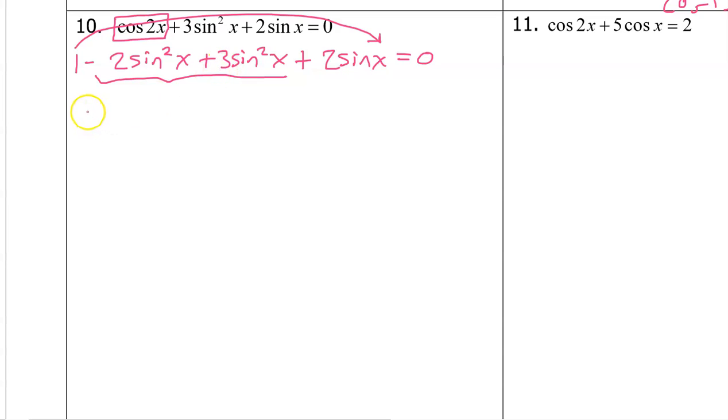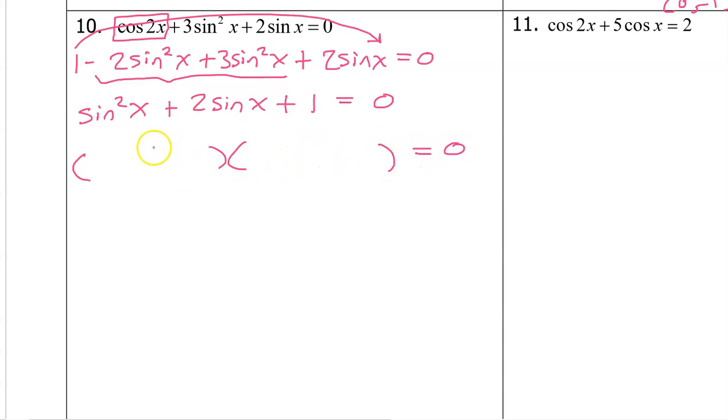So I'm going to have sine squared x, right? That's 1 sine squared x, except I'm not writing down the 1. And then I'm going to bring down my 2 sine x that's right here. And then I'm going to put down the 1 that used to be in the front. This is a trinomial, so this is probably going to factor as a binomial times a binomial. So let's get ready for that.